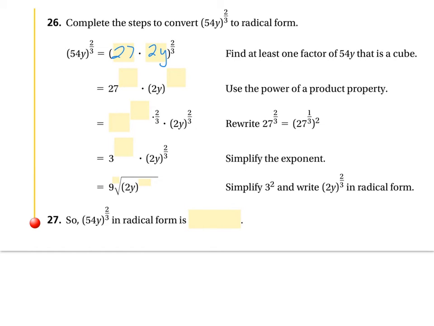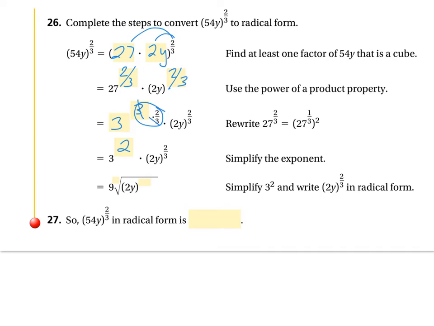So we're going to have 27. Remember, this applies to everything inside, to the 2/3 times 2y to the 2/3. Well, 27 is actually 3 cubed. So that's 3 cubed to the 2/3 times 2y to the 2/3. These two will undo each other. Cancel here and cancel here. So I'm left with 3 squared times 2y to the 2/3.